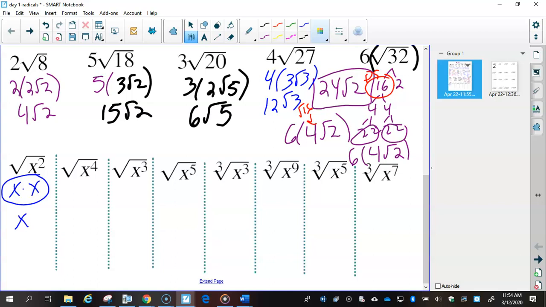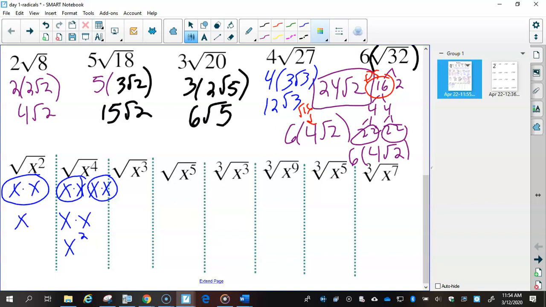Two pairs would stay on the outside, which is x squared. So both pairs would come out, and you would need to simplify it to x squared. So in this case, when you have variables, you need to remember your exponent rules. When you are multiplying like bases, you're adding your exponents.